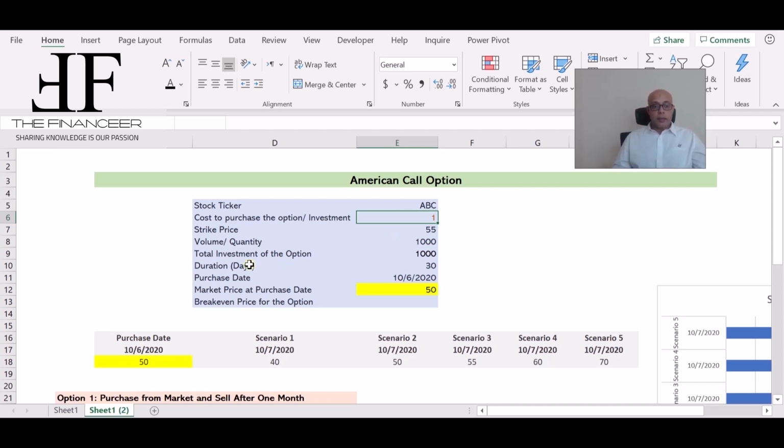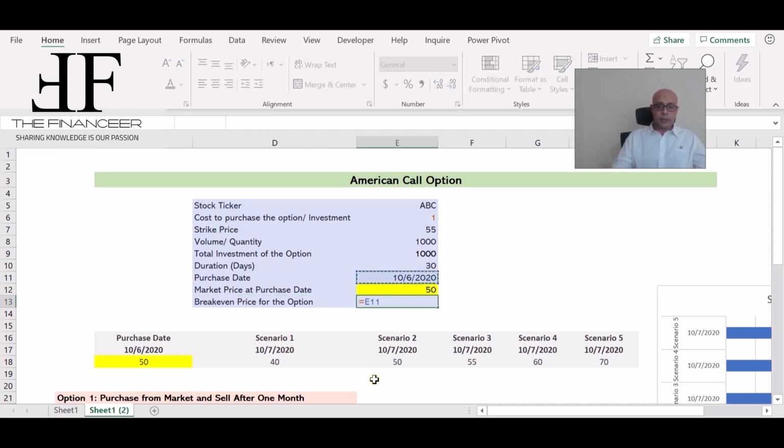Okay, and the duration of this contract is 30 days, and the purchase date of this contract is the 10th of June. Now, assume that on the 10th of June, the market price was $50 for the same company stock. Now, the first thing that we need to do is to calculate the break-even price for this option. The break-even price for the call option is simply the strike price plus the $1, which is the cost to acquire the option per one share that we have calculated before.